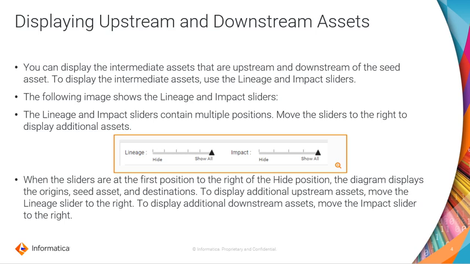So further, when we have to have a complete view of the source and the target, we can make use of the sliders which are available for both the lineage and impact field. By default the sliders will be at hide position. So when you move the sliders from the hide position to show all, it shall display the origin, seed asset and destinations. To display additional upstream assets, when you move the slider on the lineage field to the extreme right, it shall display the required details.